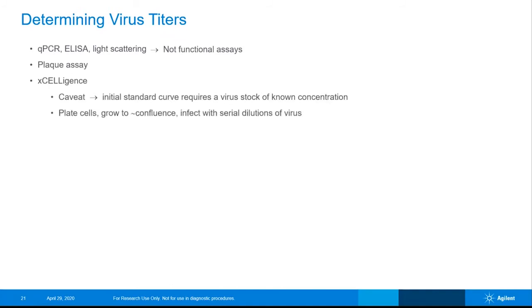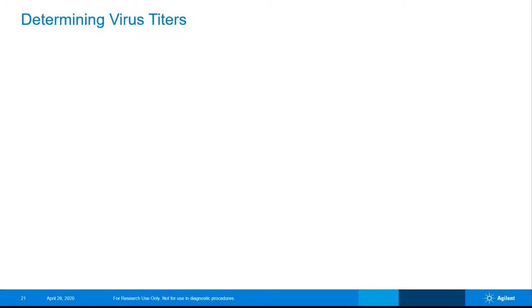So you're again going to plate cells, grow them to confluence, and then infect these with serial dilutions of the virus. There is an alternative, and that's that you can do the infection in suspension and then plate the virus plus cell suspension into the E-plate and let the cells settle and then monitor the impedance response. And that's in fact what was done here.